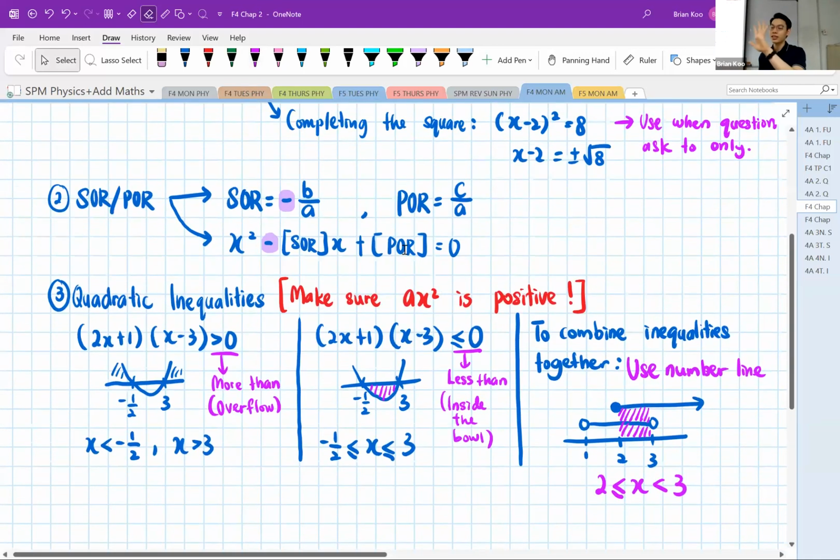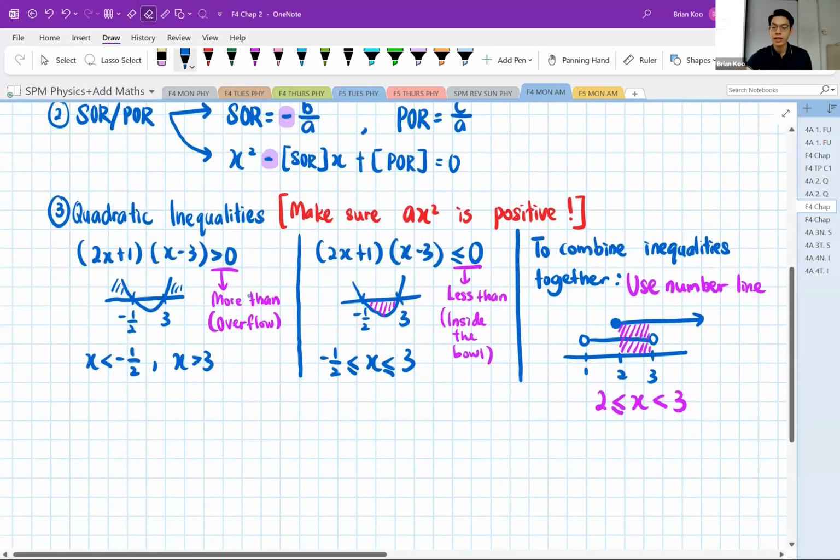So remember I said there are 5 things. We have covered 3 already. The next one is all about b squared minus 4ac. We call it the discriminant.